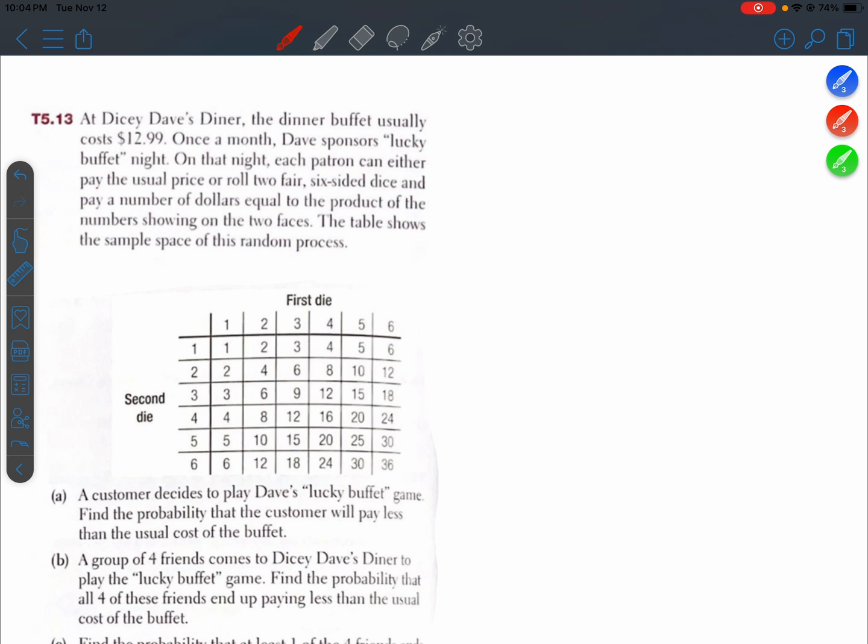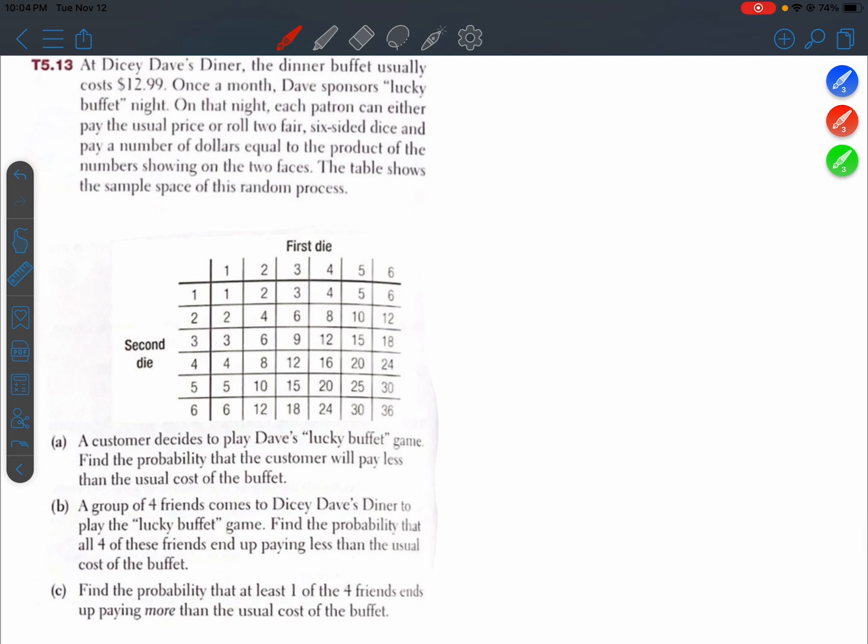The table shows the sample space of this random process. So if you roll a 1 on the first die and a 1 on the second die, the product is 1 and you pay $1 for your meal. But on the other hand, if you roll a 6 on the first die and a 6 on the second die, the product of those is 36, and now you're paying $36 for your meal.